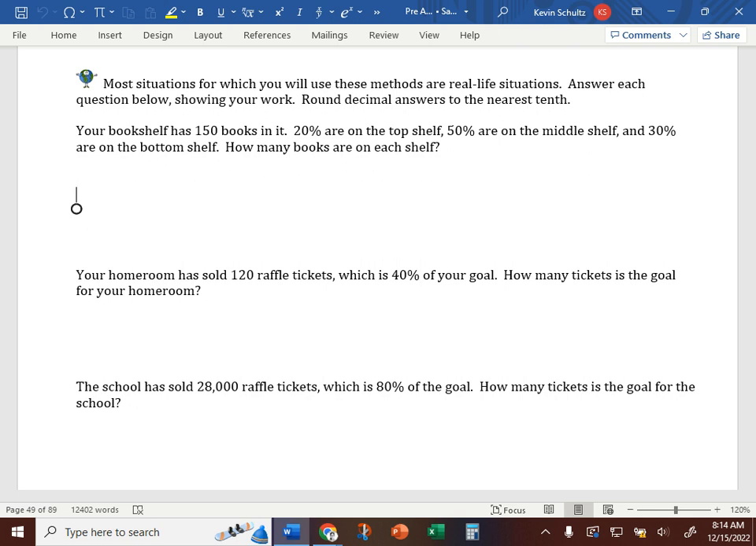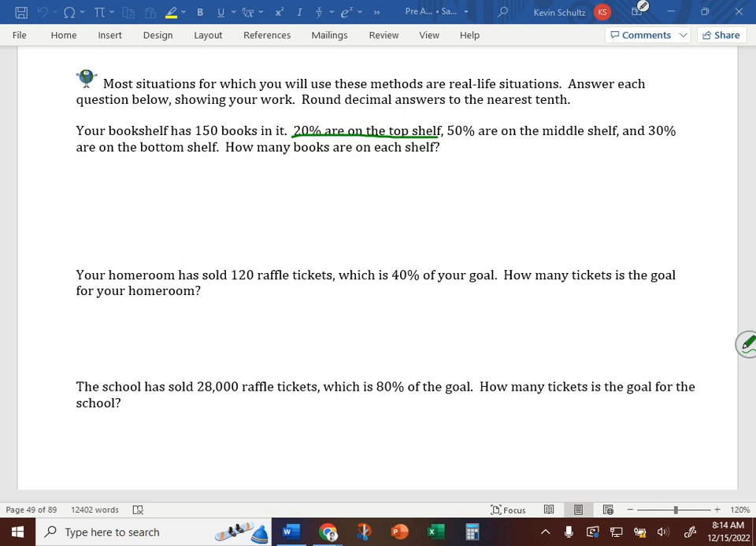Your bookshelf has 150 books in it. 20% are on the top shelf, 50% are on the middle shelf, and 30% are on the bottom shelf. How many books are on each shelf? Let's start with the top shelf, right? We have 3 different percentages here. So we will have up to 3 calculations that we'll need to solve. So let's start with the top shelf.